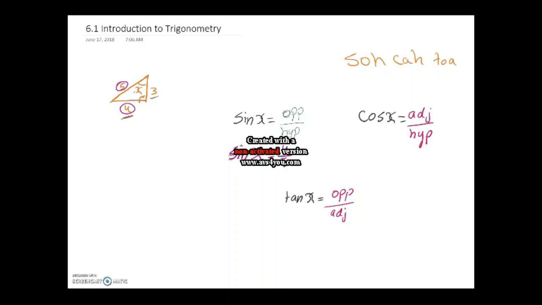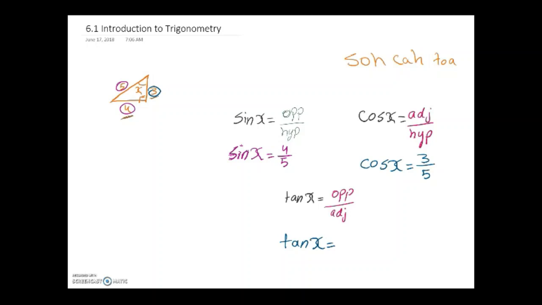Now cosine equals adjacent over hypotenuse. The adjacent is 3, so cosine x equals the adjacent, which is 3, over the hypotenuse, which is 5. So cosine x is 3 over 5. And finally, tangent x equals the opposite, which is 4, over the adjacent, which is 3 right here.